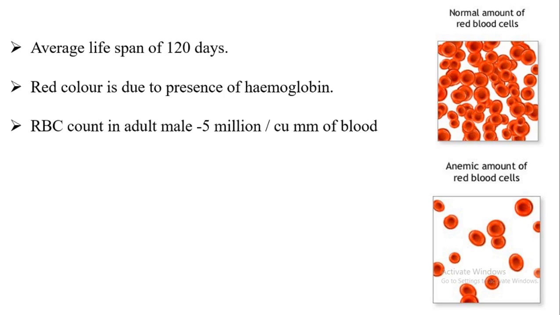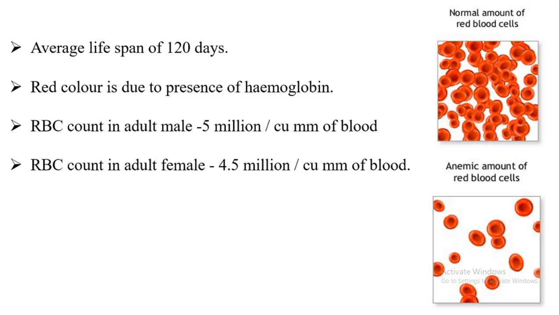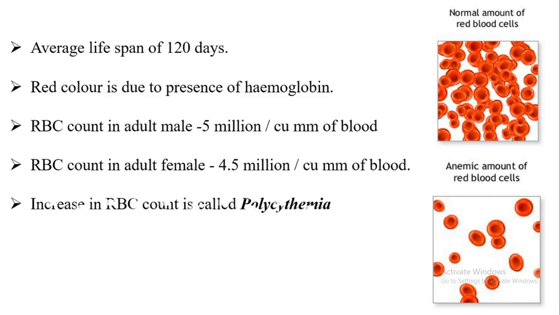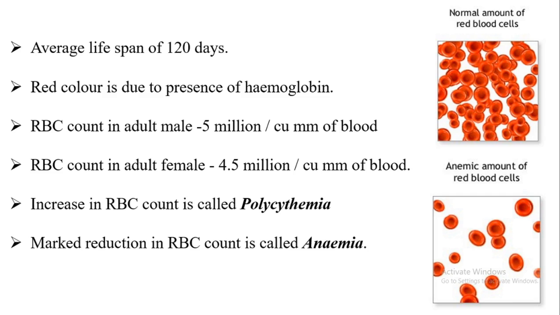RBC count in adult human male is approximately 5 millions per cubic mm of the blood, while in females it is about 4.5 millions per cubic mm of the blood. Increase in RBC count is called polycythemia, while the marked reduction in RBC count may be referred to as anemia. So anemic condition, if the RBC count decreases, it is called as anemia.